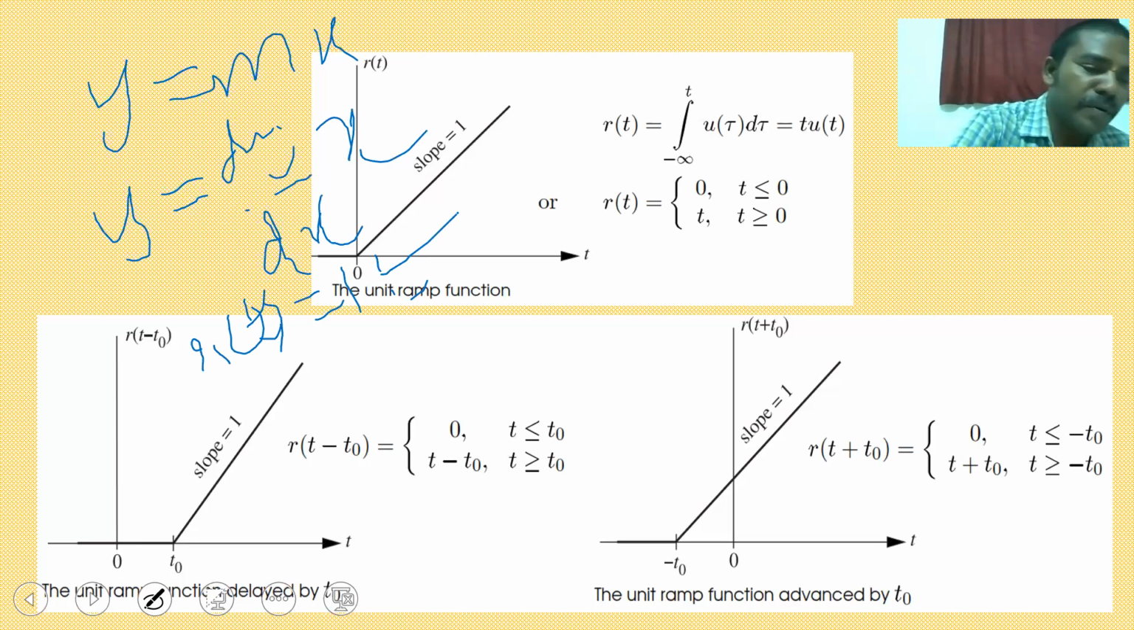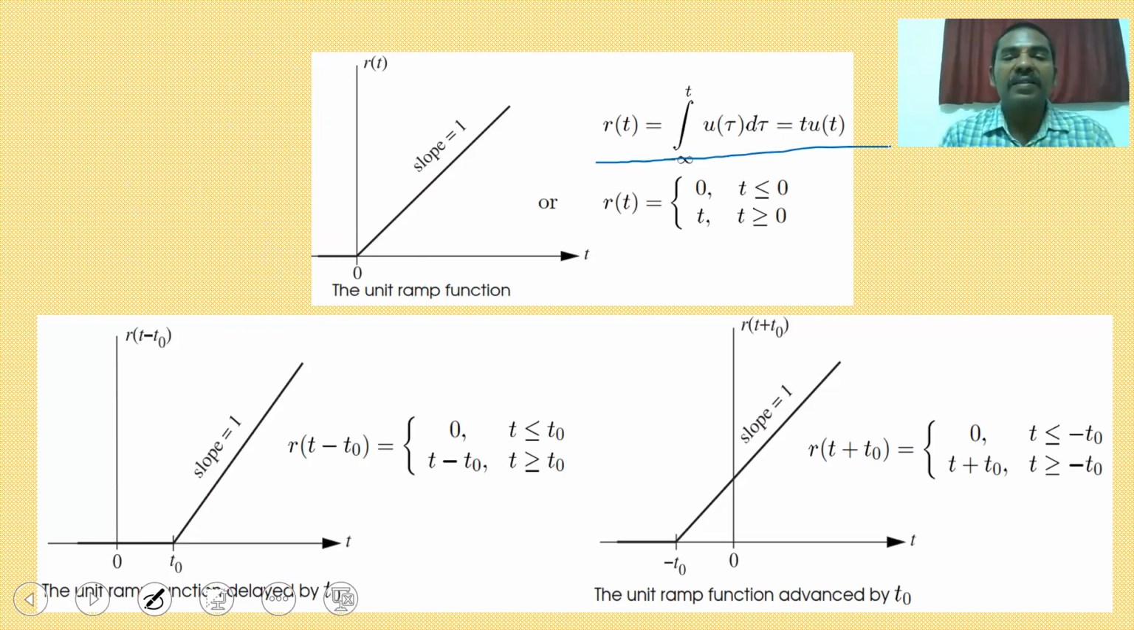For the unit step response, the equation can be represented like this: r of t is equal to the integral from minus infinity to t of u of tau d tau, which is equal to t into u of t. If a unit value is there, u of t is equal to 1; if 2 units are there, u of t is equal to 2. Like that you have to represent. Finally, r of t must be 0 for t less than or equal to 0, and t for t greater than or equal to 0.